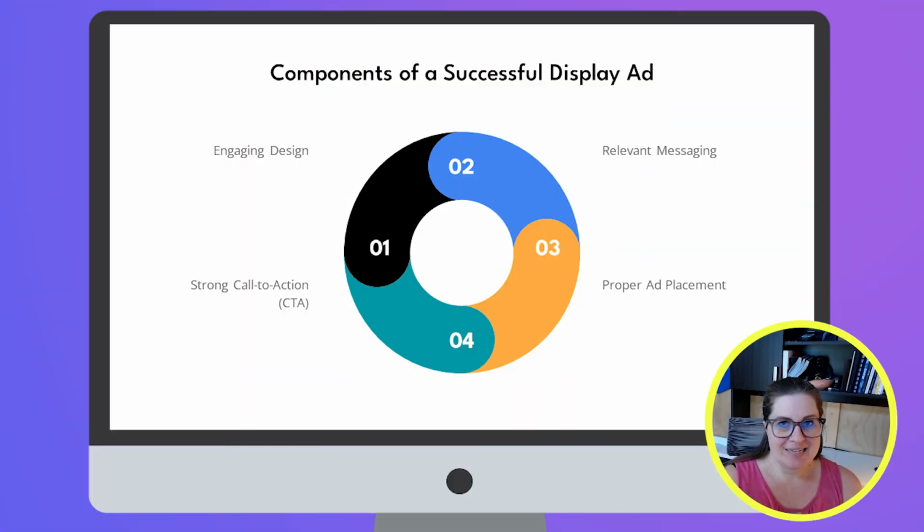So that is kind of the overview of what display is versus search, which happens directly on the Google search page, what we call the search engine result page, the SERP, whereas display happens on third-party websites, including Google assets like YouTube and Gmail.